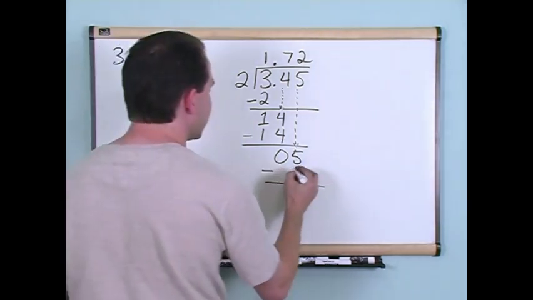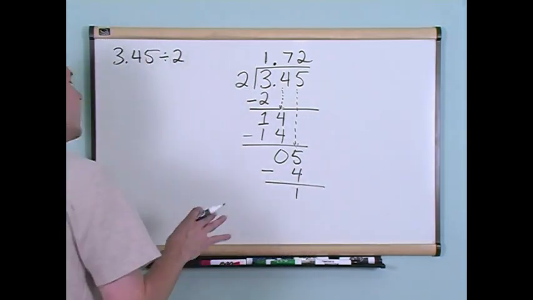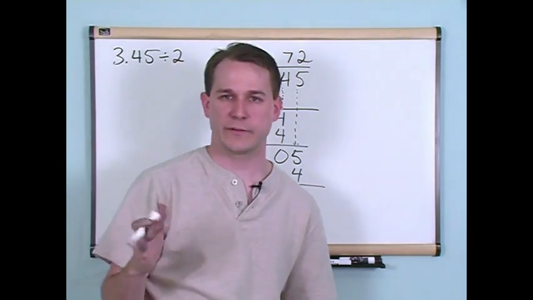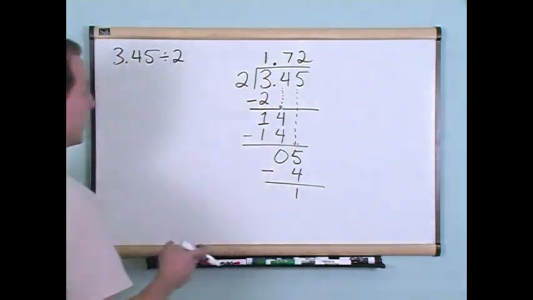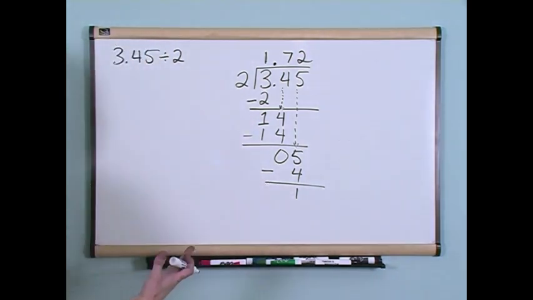And we subtract, like always. 5 minus 4 gives you 1. Now here's where the decimal stuff starts to get a little bit tricky. The next thing we do is we try, will 2 be divided into 1? Well, the answer is no, you can't do that.